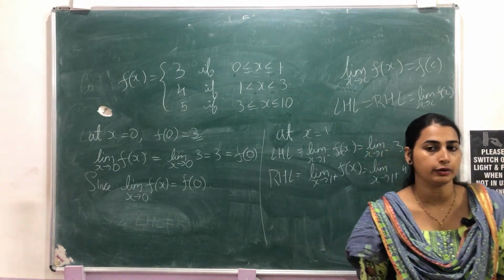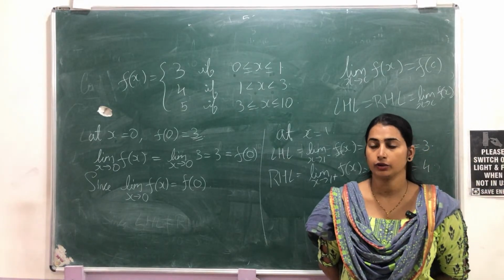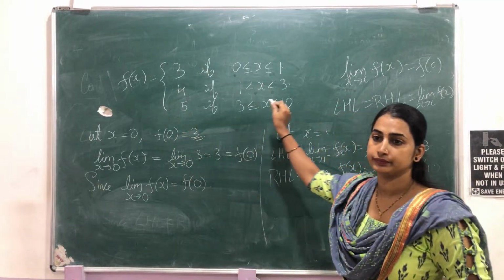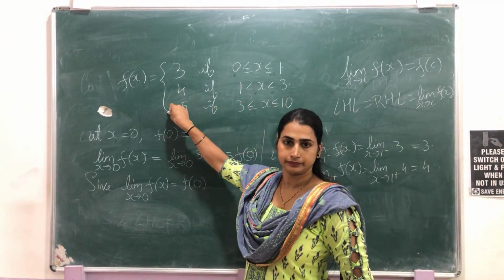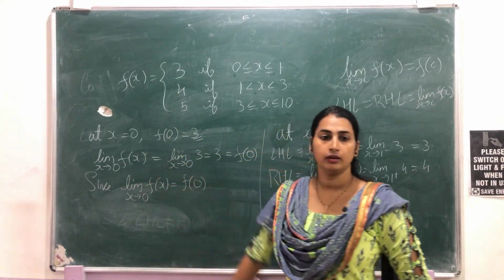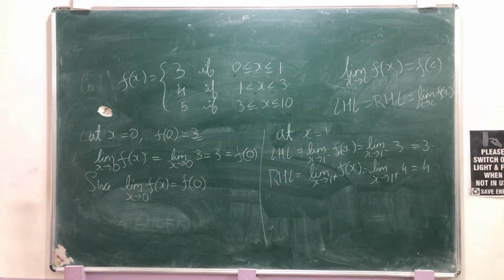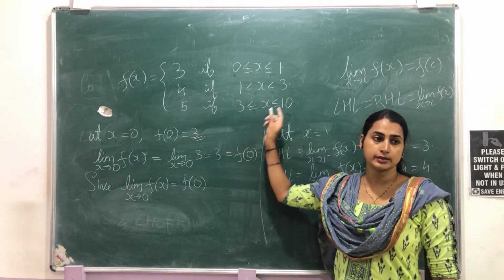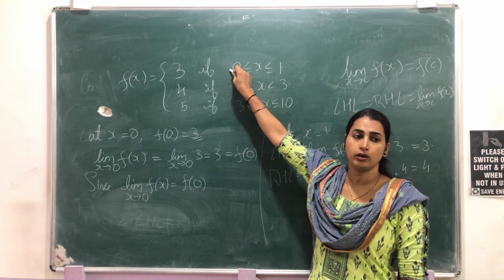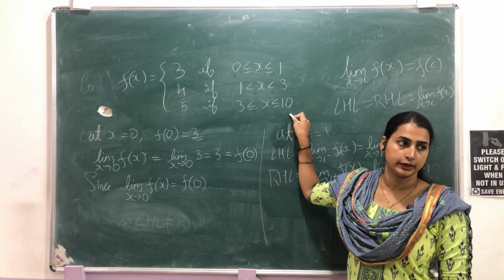Next point, x equal to 10. Which definition do I need to use? The first definition. At x equal to 10, f of 10 is 5. So limit x tends to 10 of f of x is also 5. So it is continuous. It is continuous at x equal to 0 and x equal to 10.